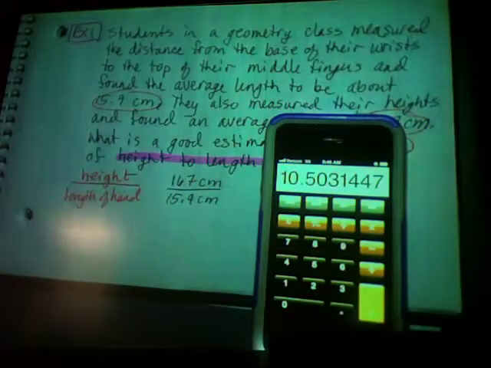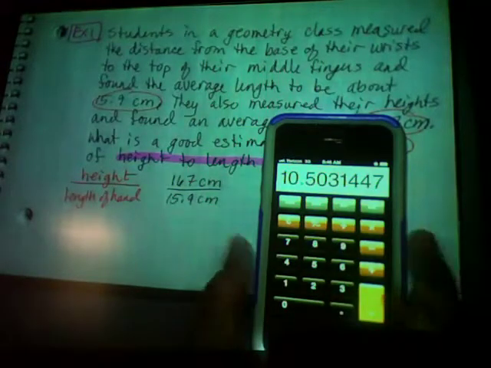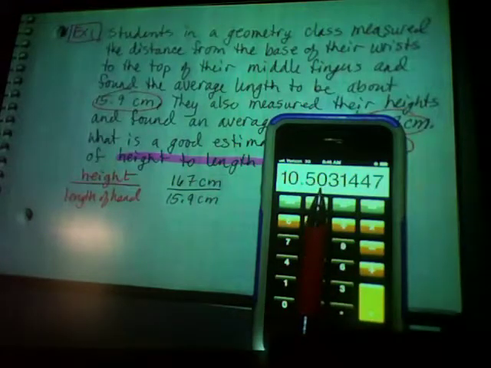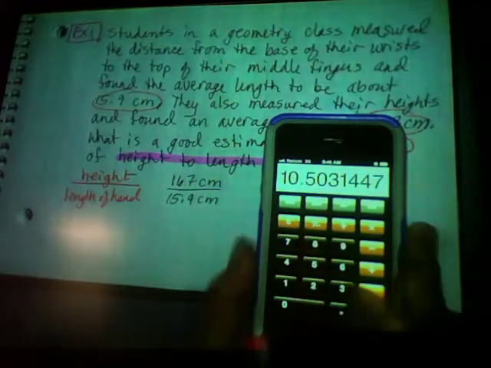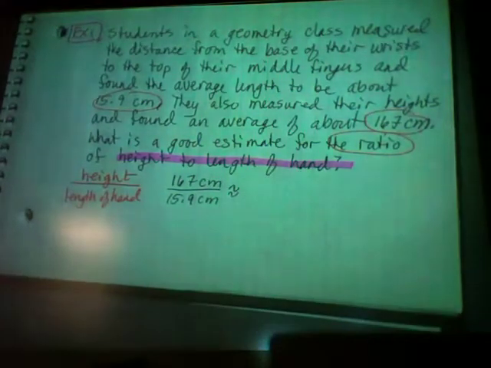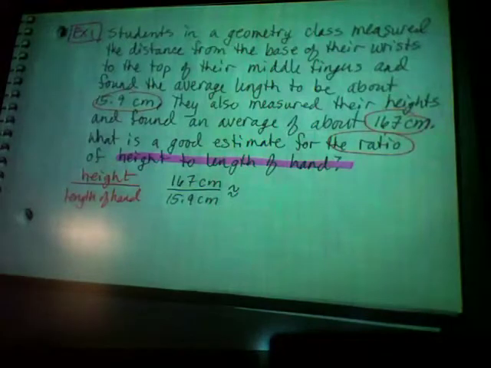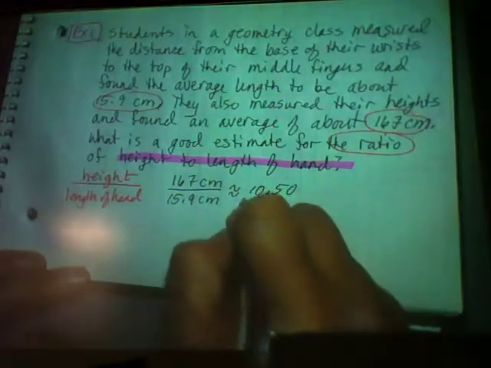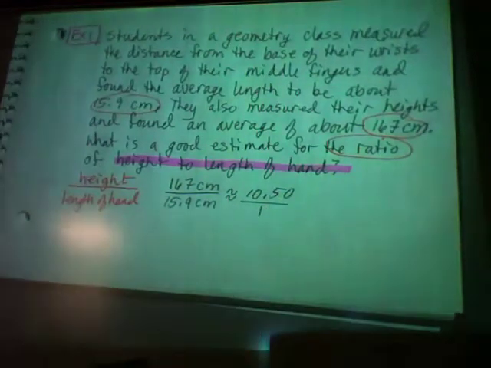If I asked you to round to 2 decimal places, what would you write? 10.50, because I asked for two decimal places, right? What follows the 0? A 3. Because it's less than 5, we keep the 0 at a 0. And so I'm going to use squiggly equal signs. Why? I'm rounding, right? It's not the exact answer. So we've got 10.50, but because it's a ratio, I'm going to leave it over 1.